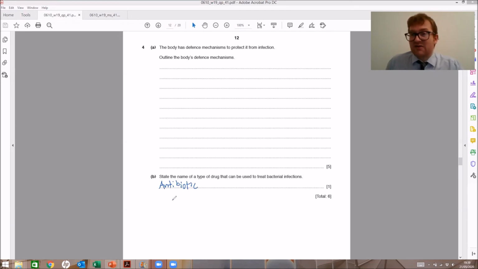However, if you did mention the name penicillin or a variant, you may be given a mark. It's not on the mark scheme, but an examiner might give you the benefit of the doubt for this. But the clear answer here is antibiotic. This will be the most selected answer by students.